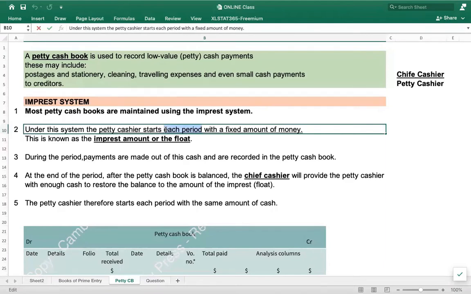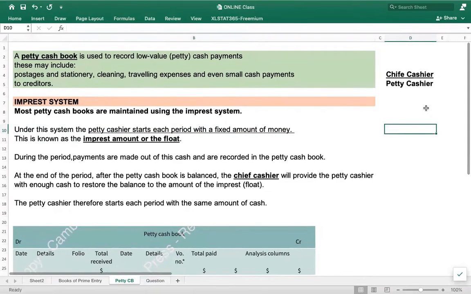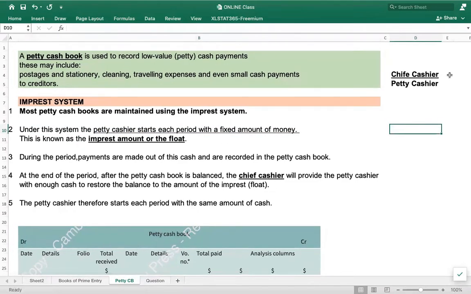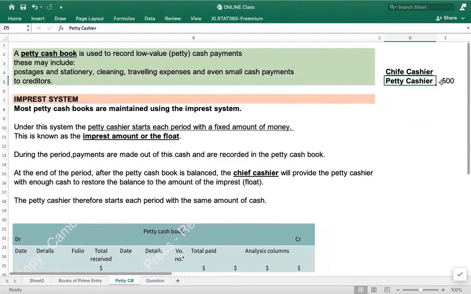So every month, on the first day of every month, see what they are telling in point number two. The petty cashier starts with a fixed amount, and that fixed amount will be given by the chief cashier. Suppose the chief cashier handed over $1,000. Take this $1,000, or let's say take $500. This is the fixed amount the chief cashier has given to the petty cashier. In my business, I decided that it should be $500.